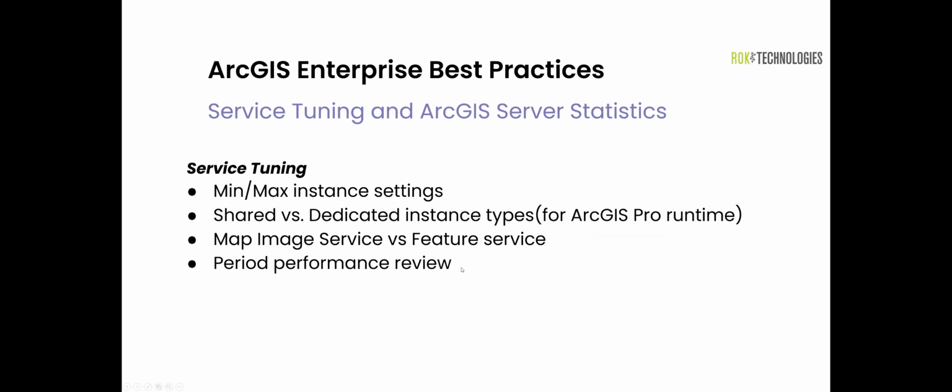Coming back into this, Jason already talked about some of this. He talked about the minimum and max instance settings. Again, an ArcSOC is only able to process one request at a time, and every ArcSOC is having an impact on the available memory on the system. You want to be able to identify which services need the most attention and which ones don't. And then you look at that shared versus dedicated, like Jason talked about.